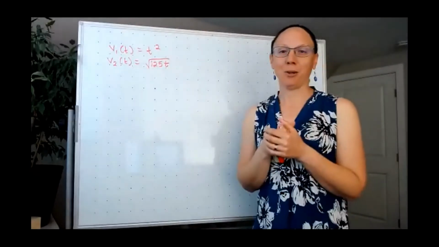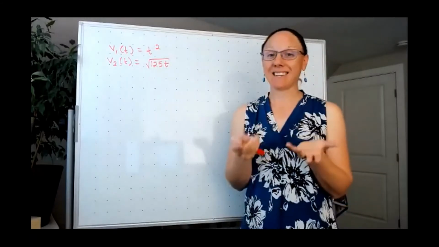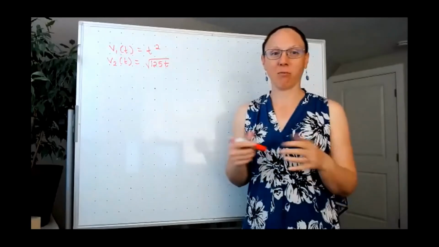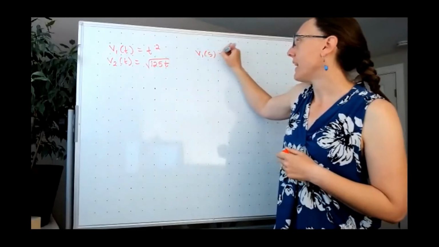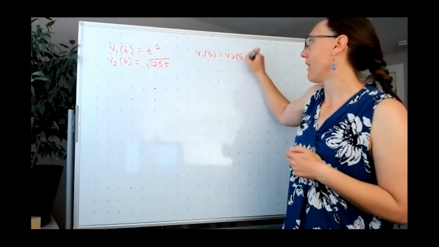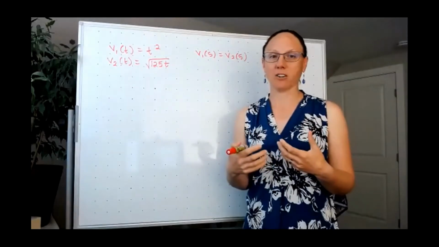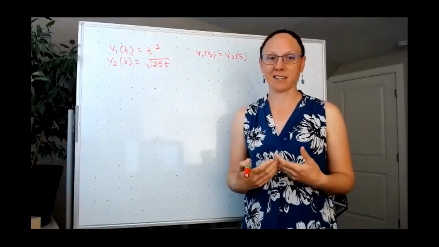So the thing is that at t equals 5, these two equations have the same value. So v1 of 5 is equal to v2 of 5. But what that means is that the velocity of the two riders is the same. However, that doesn't mean that they've traveled the same distance.